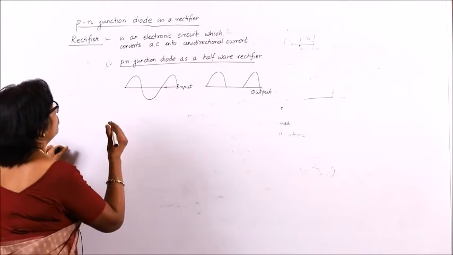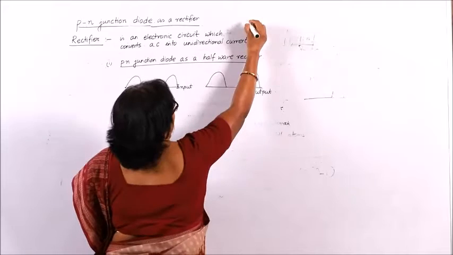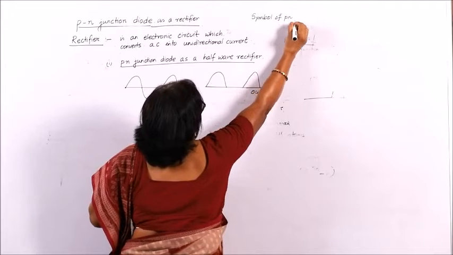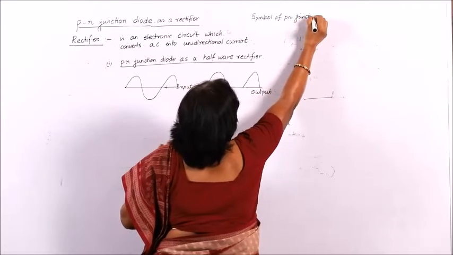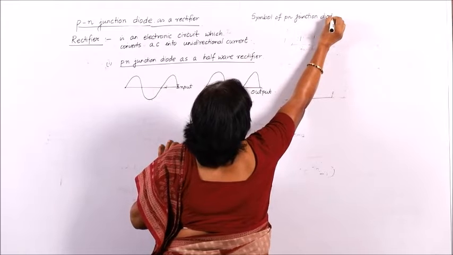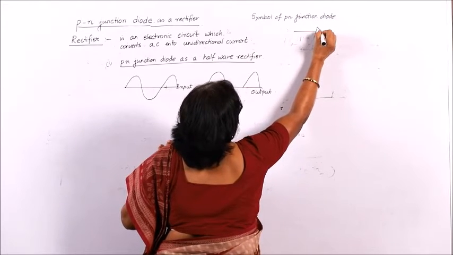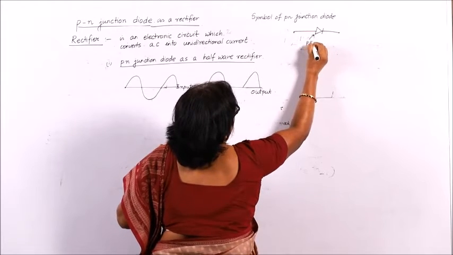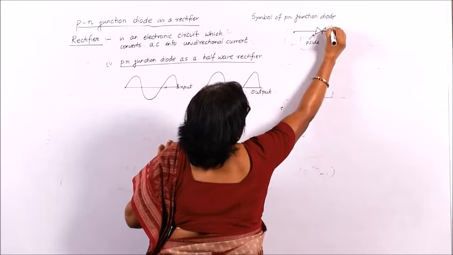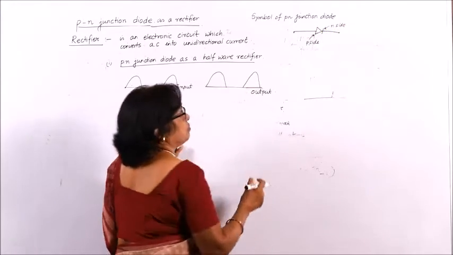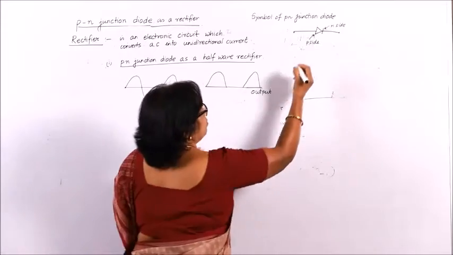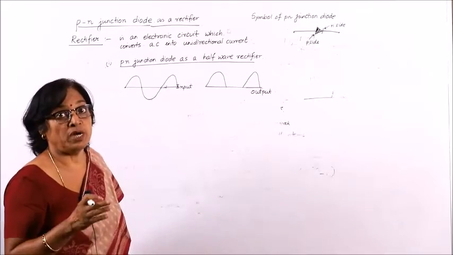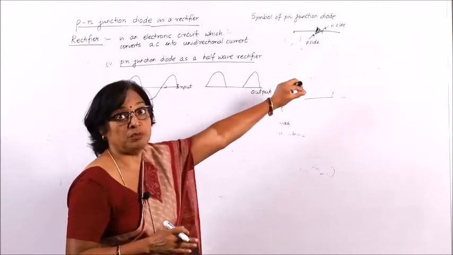This is a very simple circuit. I had forgotten to show the symbol of the PN junction diode. The symbol is this. This is the P side, this one is the N side, and this arrowhead is the direction in which the forward current flows. So, that is the symbol of the PN junction diode.